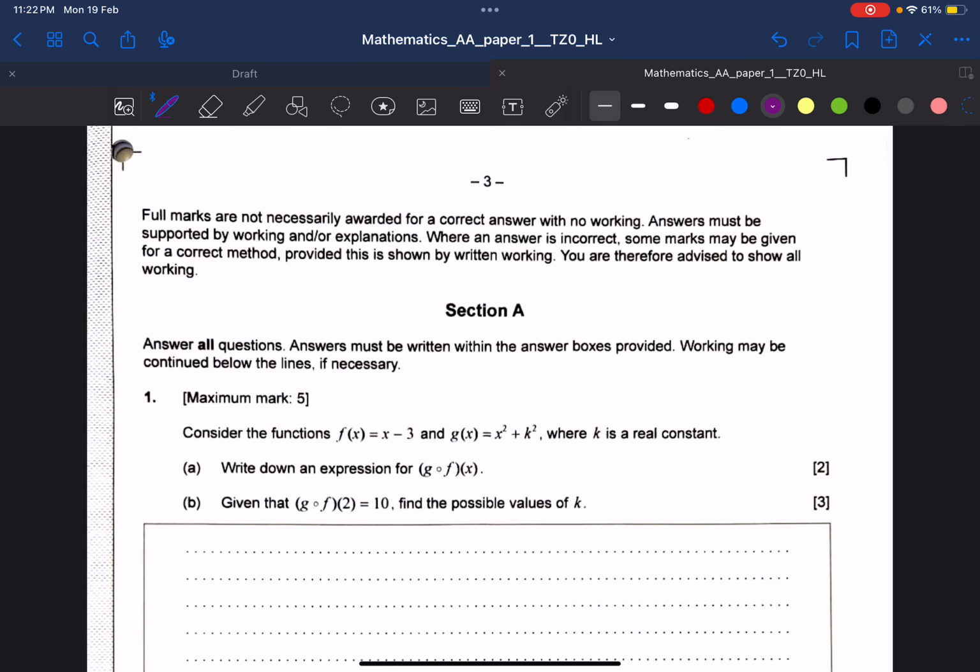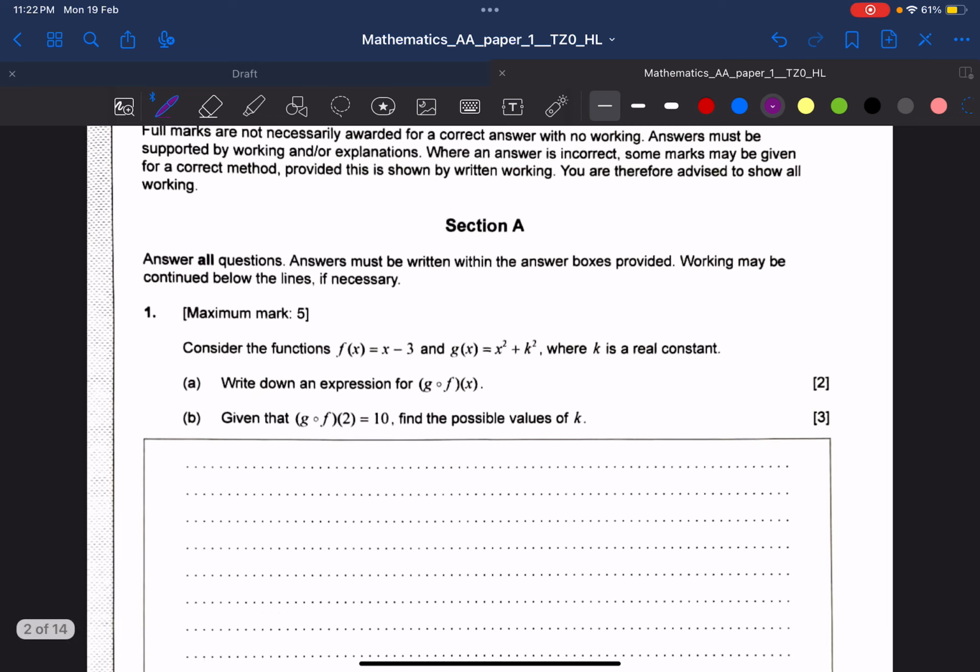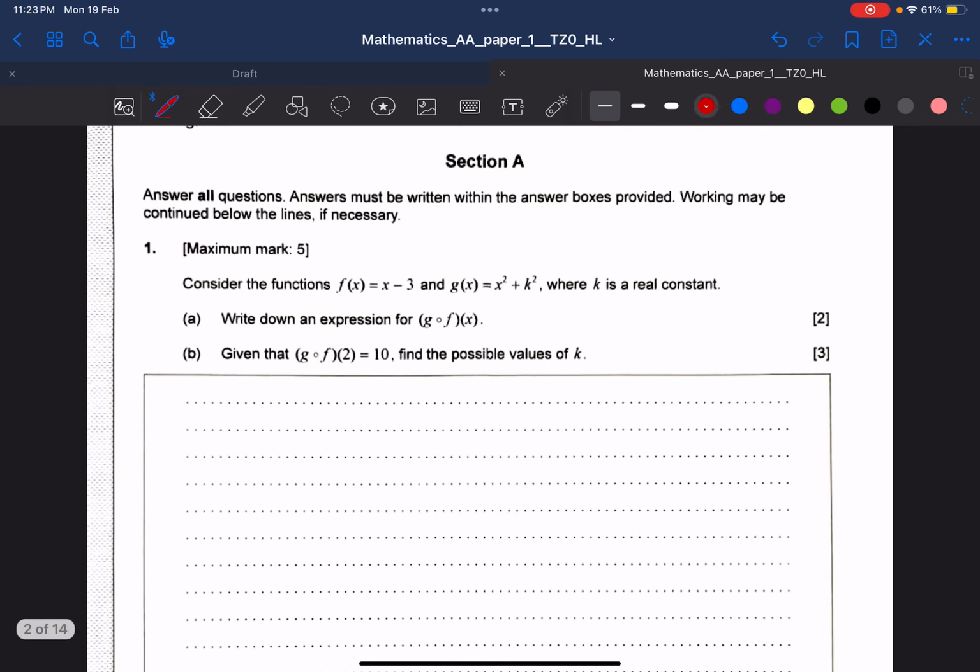The first question is shared with SL. It's a function question regarding composite functions. We have functions f and g, where k is a real constant. So we need g of f. Simply go to g, and whenever you see the x, replace it with f of x. I'm trying to speed run the whole thing to minimize our time here because these are SL questions, so in theory it should be easy.